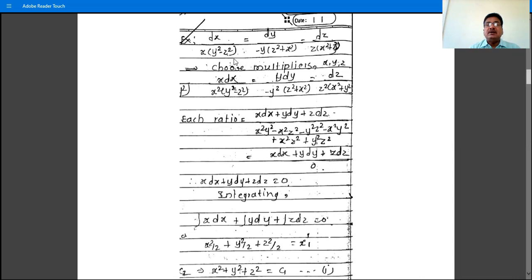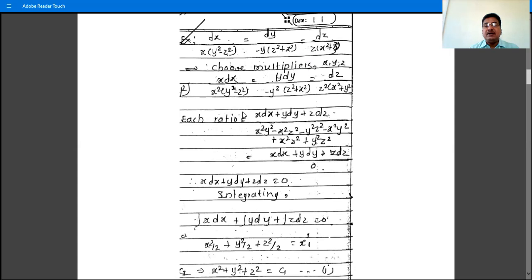So the example is solvable by method number 2, that is, choose multipliers such that L into P plus M into Q plus N into R is equal to 0, and the multipliers are x, y, z. After choosing multipliers, don't write this step, directly write the next step. No need of this step.